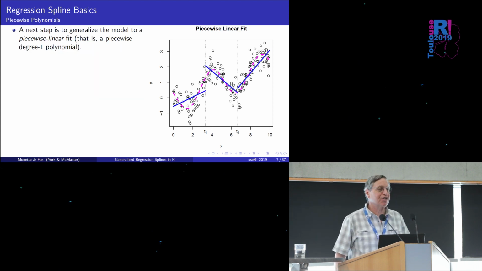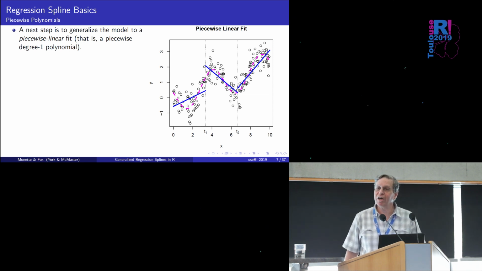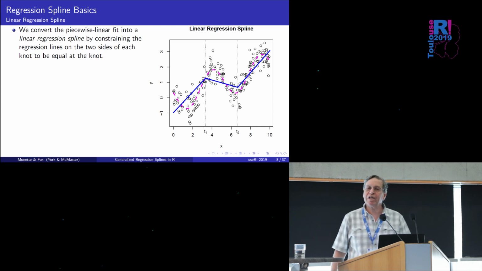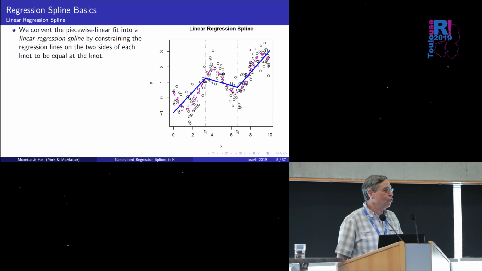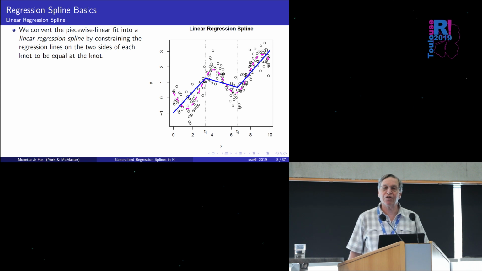Okay, here's a next step where I fit degree 1 polynomials, that is, lines within each of the regions defined by the knots, again unconstrained. And finally, in this sequence, we can turn the piecewise linear fit into a linear regression spline by constraining the lines to join at the knots.